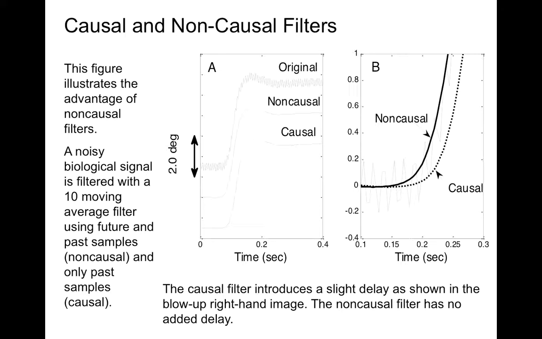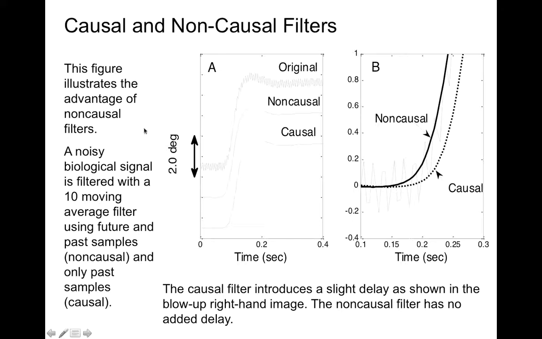Here's an illustration of a signal. This is an eye movement signal, and it's been contaminated with 60 hertz noise. It's taken from an EEG, and this is probably a vertical eye movement based on the way it looks. So you've got some 60 hertz noise, and two filters are implemented, both with a 10-point moving average. One is causal and one is non-causal.